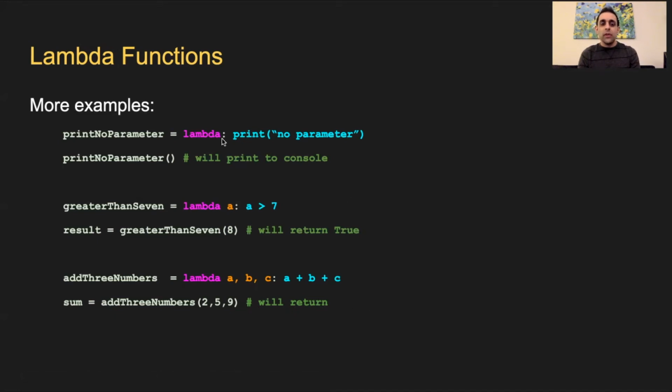All right, so I've highlighted again the key components of lambda syntax. Again, the lambda keyword is highlighted in a shade of pink. Parameters are displayed in orange, and then the return expression is in a cyan.